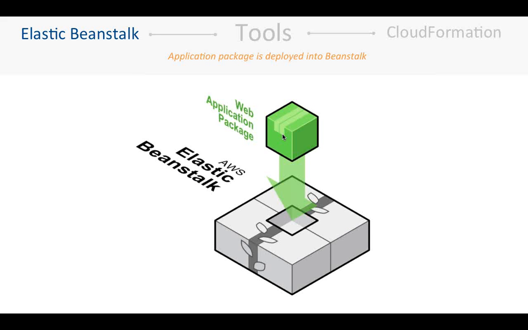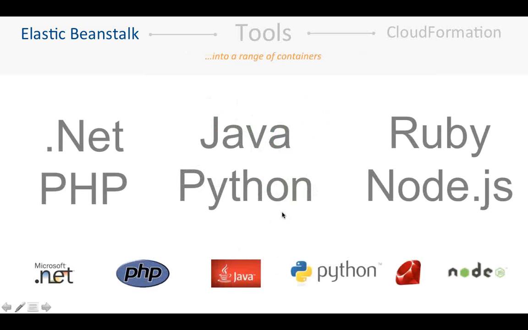Amazon AWS Elastic Beanstalk lets you do this really easily. You just basically drop your application package into Beanstalk. Currently, we support the following containers and different programming languages, and we are all the time adding more based on customer feedback. So please let us know if your favorite languages or execution environments are not listed here. Please let us know either in the feedback or offline.